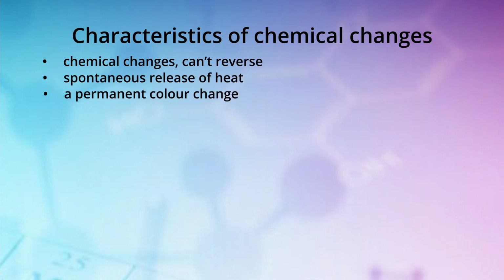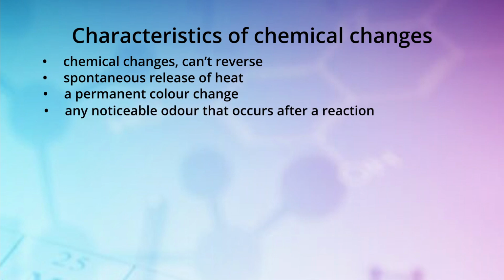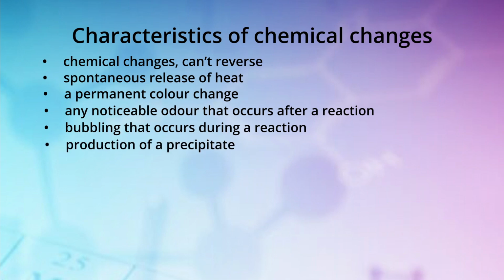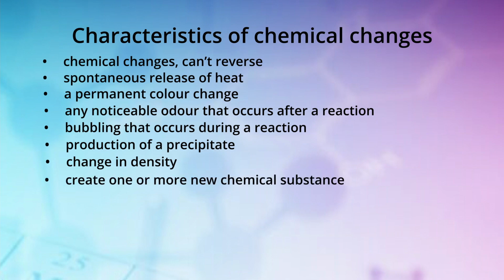A permanent color change is another good clue that a chemical change has occurred. Any noticeable odor that occurs after a reaction begins is a sign of a chemical reaction. Bubbling that occurs during a reaction is an excellent sign that a chemical change is happening. Production of a precipitate is also a chemical change, as well as change in density. Chemical reactions create one new chemical substance or several new substances, which we call the products, from one or more reactants.